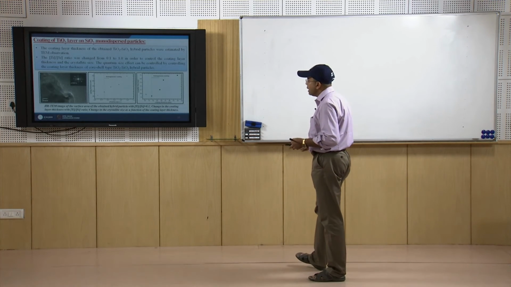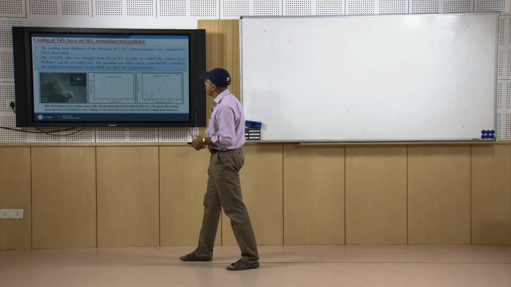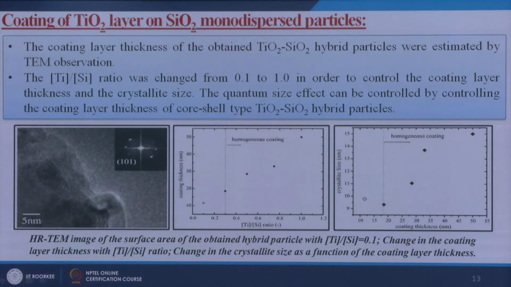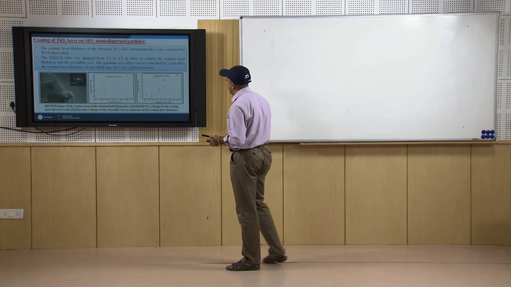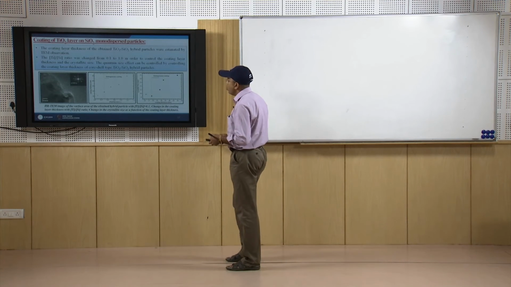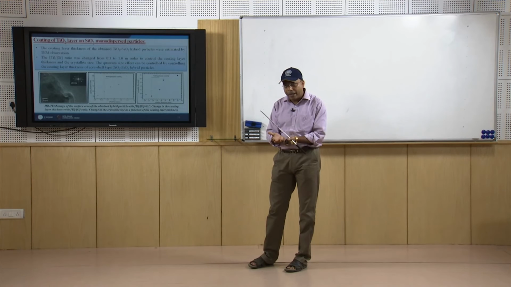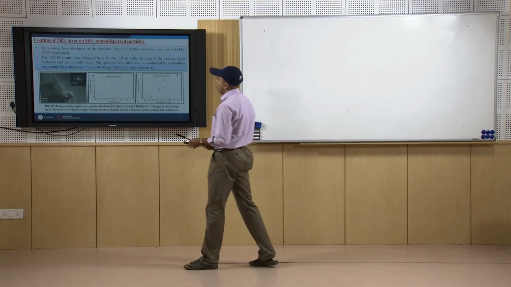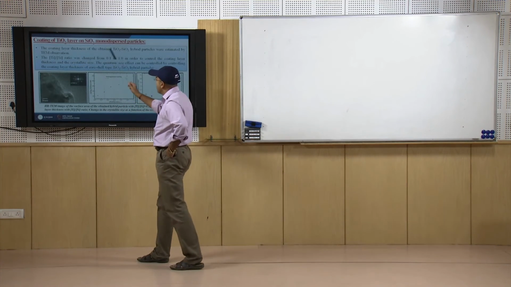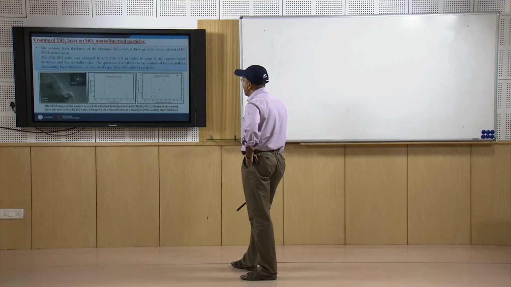Next we are trying to discuss this type of hybrid nanofillers in terms of some properties. So first one is called the coating of TiO2 layer on the silicon dioxide monodispersed particles. In this particular case, the coating layer thickness of the obtained TiO2 silicon dioxide hybrid particles was estimated by 10 observations. Here we are making the silicon dioxide microspheres, and on top of that we are doing the coating of the titanium dioxide materials. The titanium and silicon ratio was changed from 0.1 to 1.0 in order to control the coating layer thickness and the crystallite size.